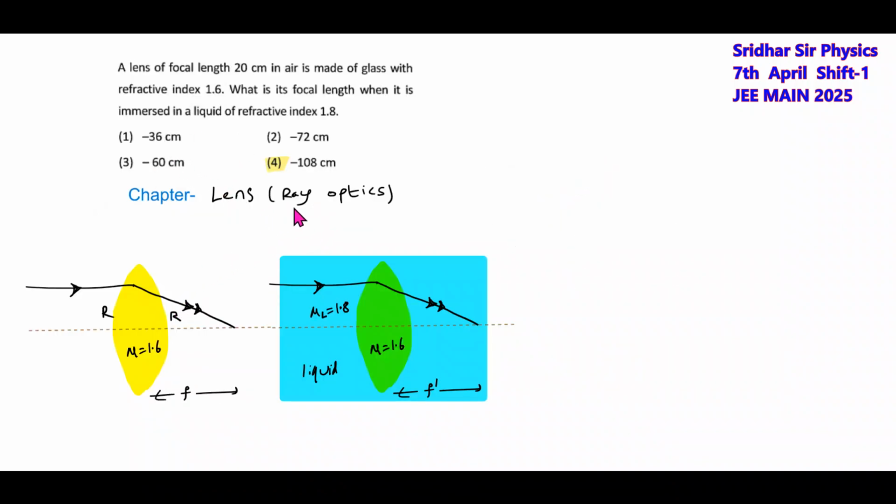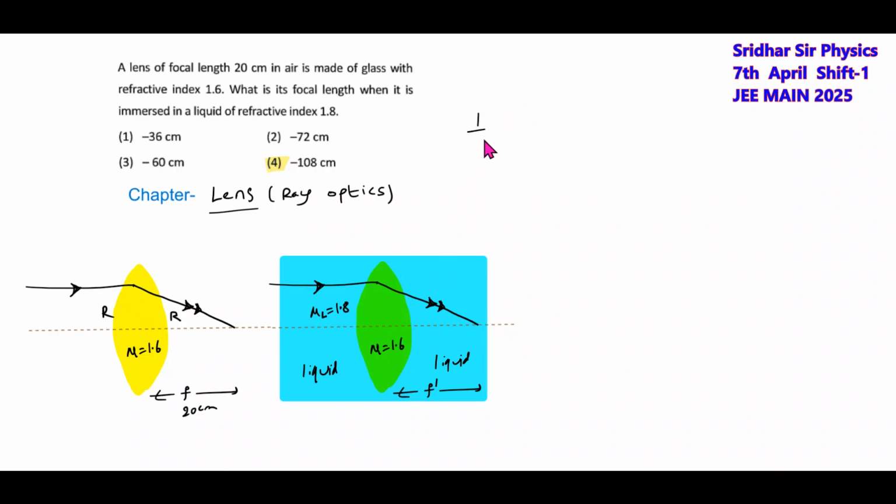Okay, this question belongs to the chapter ray optics. The idea of the lens maker formula will be used here. A lens of focal length 20 centimeter in air is made of glass with refractive index 1.6. What is the focal length when it is immersed in a liquid of refractive index 1.8? The surrounding medium is liquid.